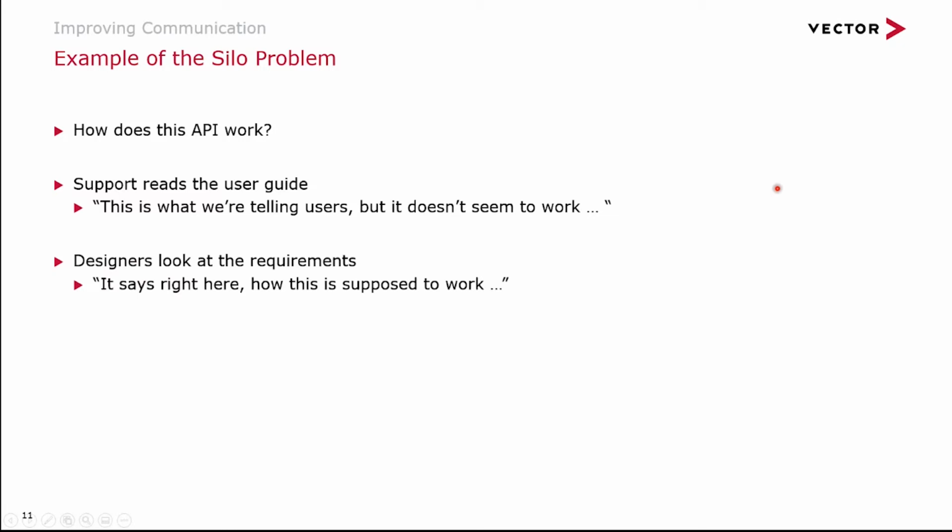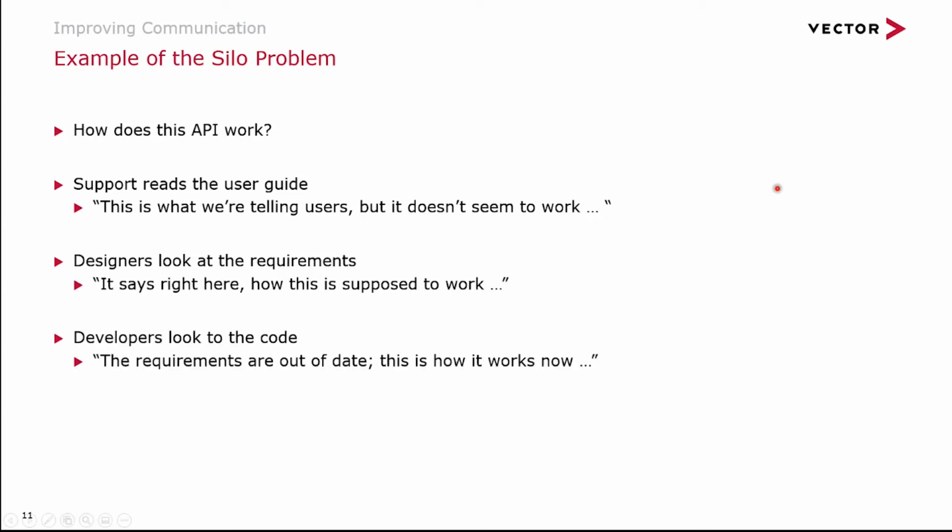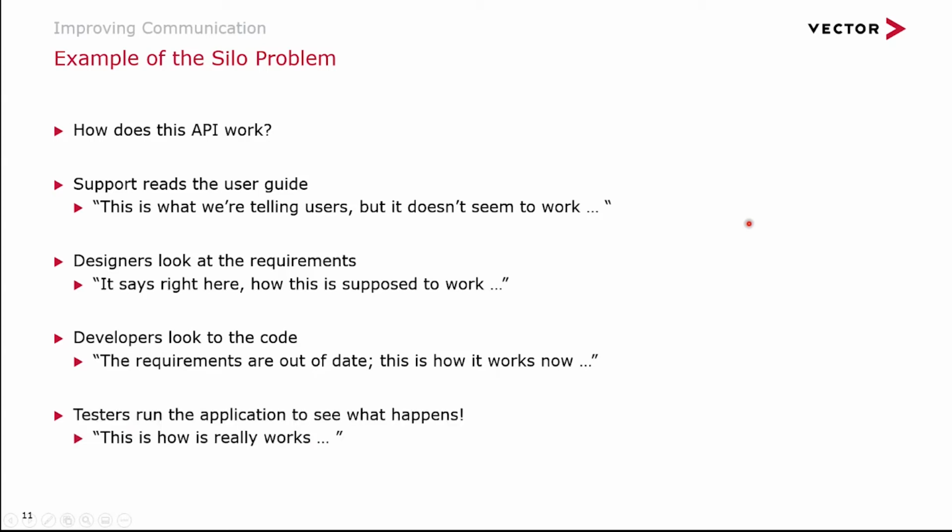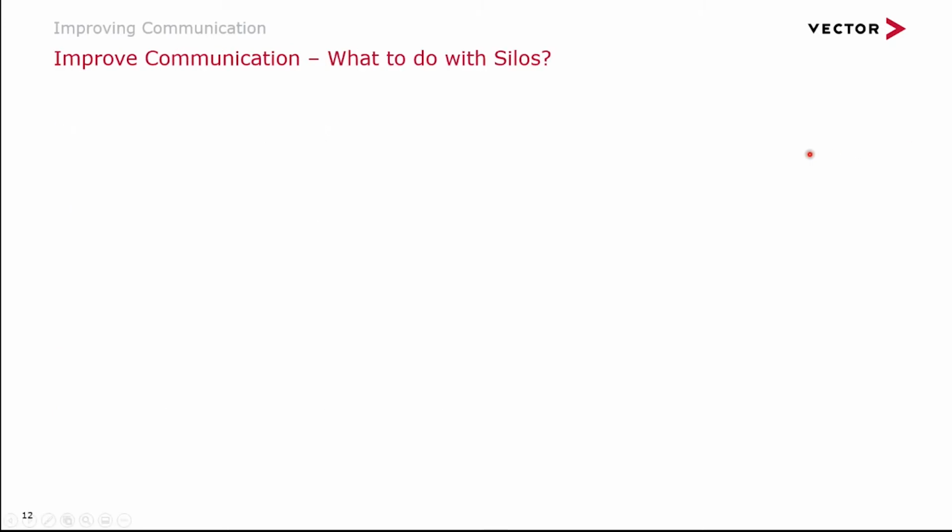Designers would go back to the requirements and say, "No, it's supposed to work that way. The user guide's right." And then the developer looks at the code and says, "Oh, those requirements are out of date. Remember, we had this change request, so we changed how it works. This is how it works now." And then the testers run the application to see what really happens, and they're like, "Oh, this is what it really does." So this is sort of a super simple example of how siloed information is not really an efficient way to store things. So even in this trivial example, there are really 2 problems.